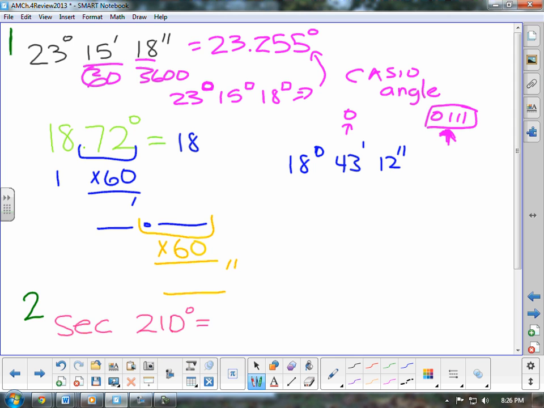Now those of you with a Casio, you do the same thing. You'd put in 18.72 and then use this degree symbol again, and then you should get another one after you push the enter button, and it will have a line over the top of it, and then when you push that F button, you will get these values.